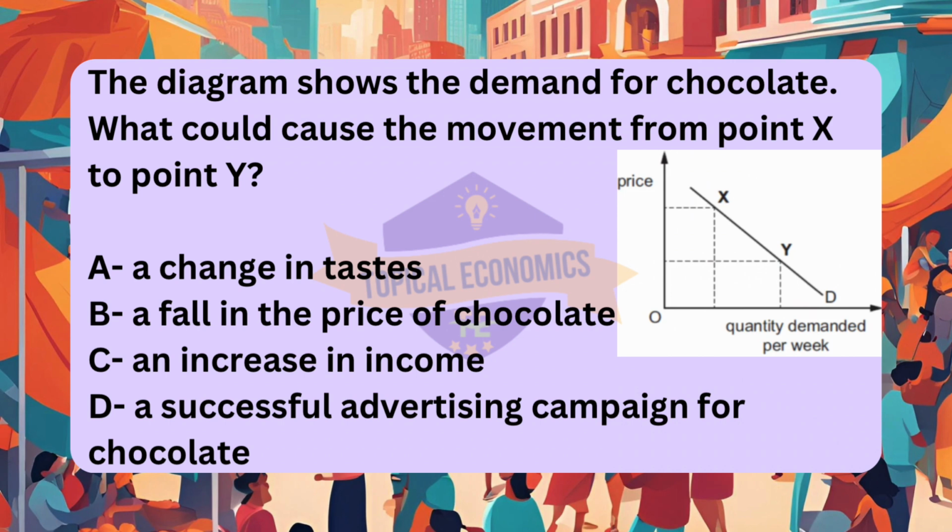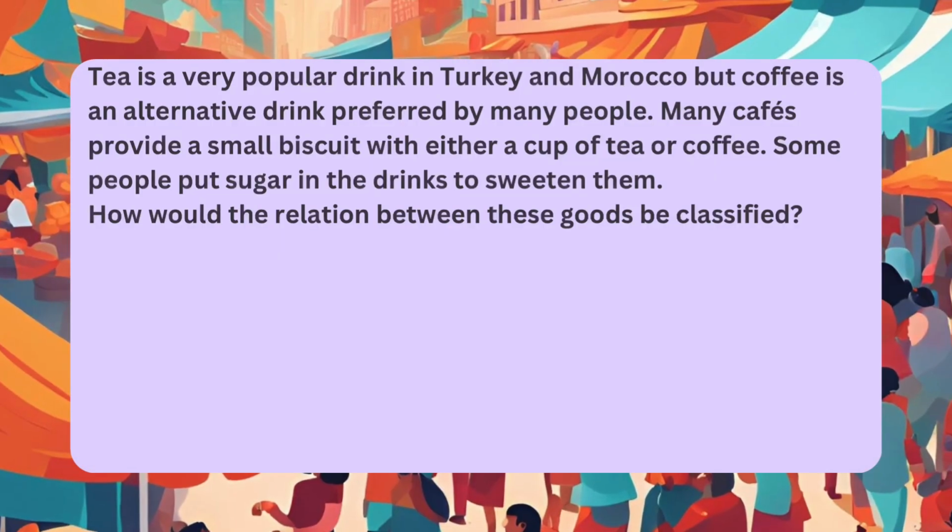This question is from year 2017 May-June version 1. The correct answer for this question is option B. A fall in the price of chocolate. When the price of chocolate falls, consumers are typically willing to buy more of it, assuming all other factors remain constant. As a result, the quantity demanded increases, and we move to a higher quantity on the same demand curve. This movement is to the right along the demand curve, indicating an increase in the quantity demanded due to the lower price.